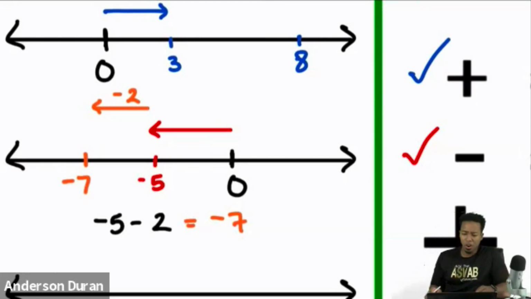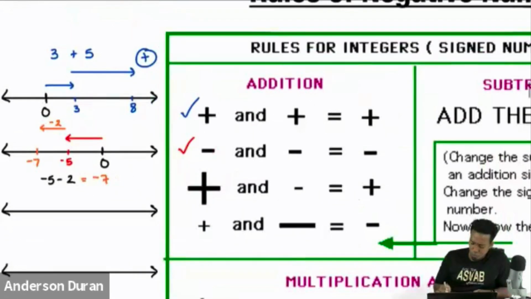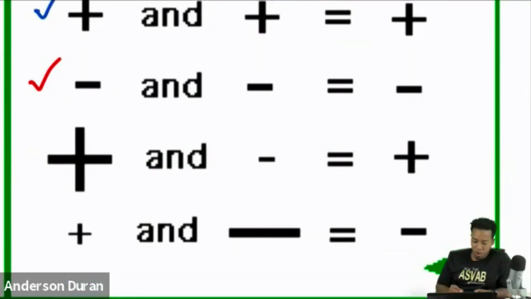So over here, the third and the fourth one over here. One thing I want you to know is when you have a big sign like this, that just means that this is the bigger number. And a small sign means it's a smaller number. So if I have a big positive number and I'm adding a small negative number, the result is going to be positive. So let me give you an example.